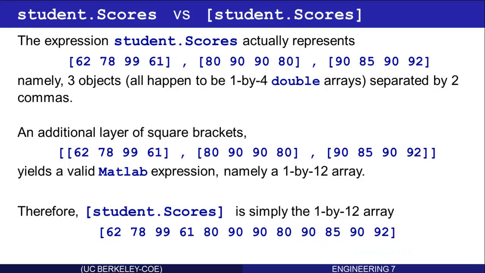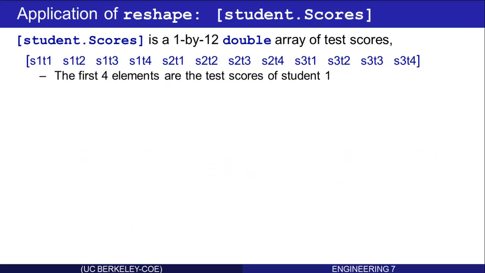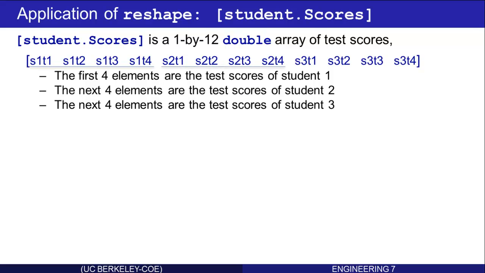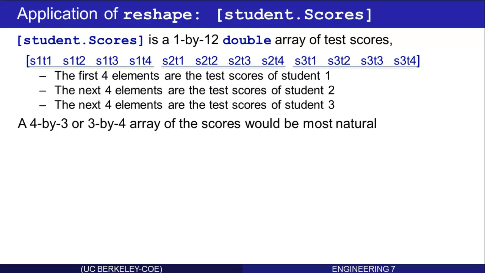This 1x12 array, which represents three individual students' test scores on 4 different tests, is a good opportunity to motivate the use of the command reshape. The first 4 elements of this 1 by 12 array are the test scores from student 1. The next 4 elements are the test scores of student 2, and the last 4 elements are the test scores of student 3. Rather than a 1 by 12 array, a 4 by 3 or 3 by 4 array of these scores would be very natural to have.